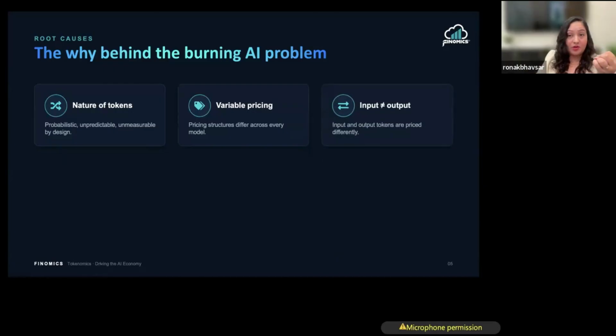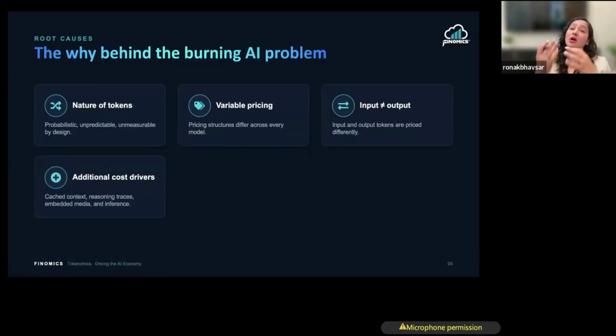Input versus output tokens are charged differently. Additional cost drivers are the reasoning traces, the context, the embedded media, the inference. We spoke about that, right? It all adds into the prompt that you have asked, right? It all adds into the cost.